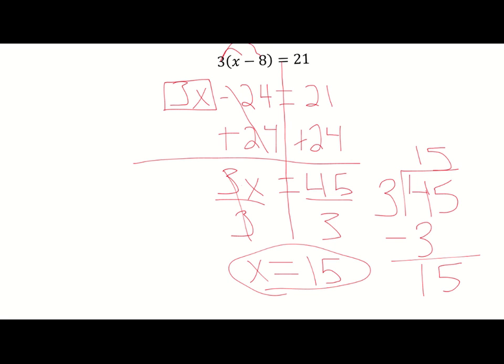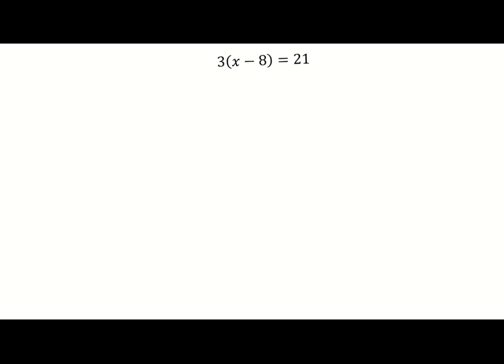Like always, I can check my answer by plugging the number I get back in for the variable. So if I start with the original equation, when I plug in 15 for x, I should find that left side will equal right side. 15 minus 8 is 7, and 3 times 7 is 21. So I know the answer is correct.